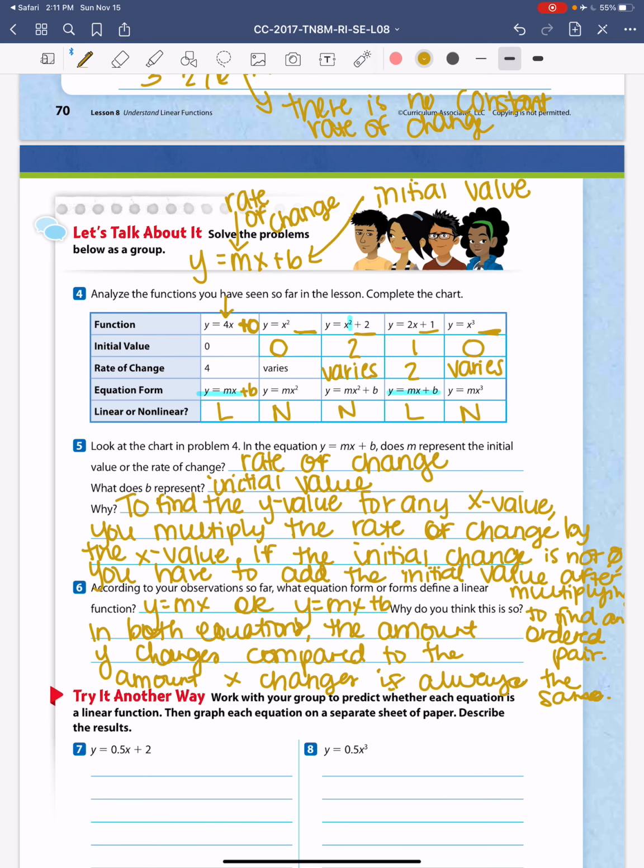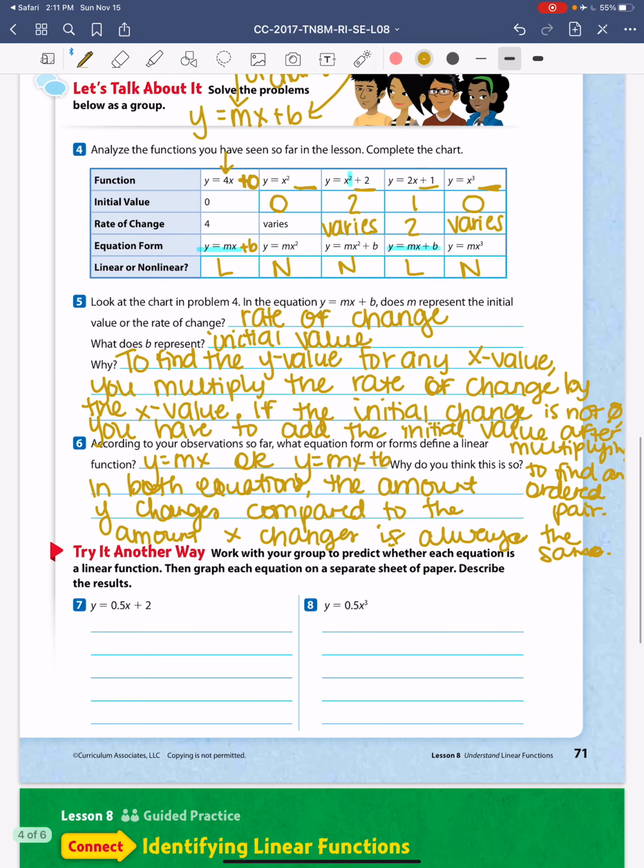All right, and then finally, try it another way for this day. So work with your group. Let's go ahead and review these. Grab each equation on a separate sheet of paper and describe your results. We're predicting if it is a linear function or not. I'm not going to graph them. You can graph them, of course, and you should have. But I'm just going to say whether or not these are linear functions and how I know.